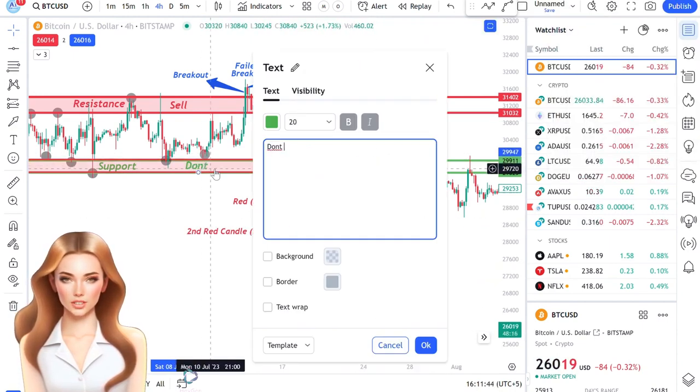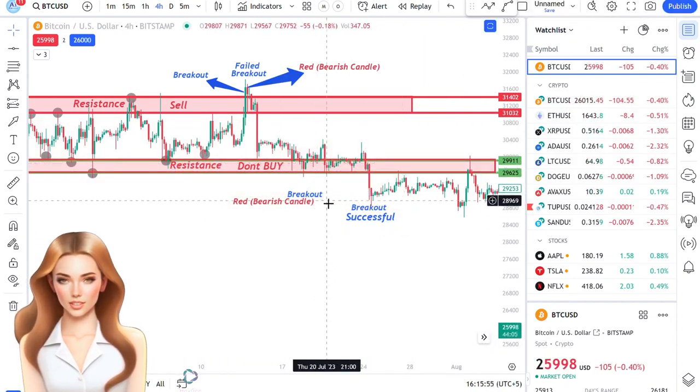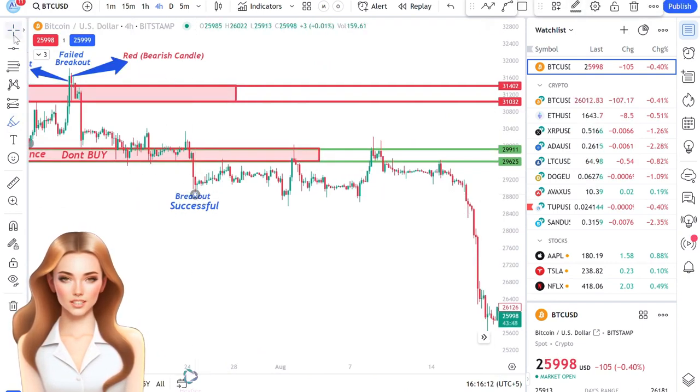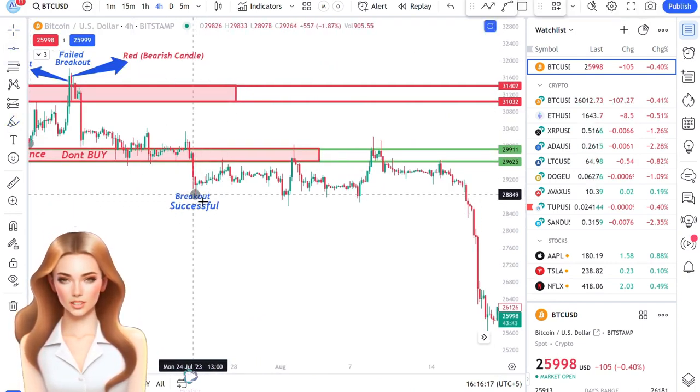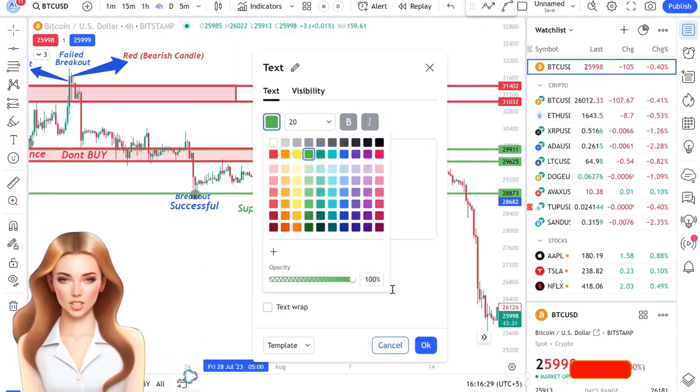And now the support level has changed into the resistance level. So now we need to find a new support level. You can find it with the same strategy. You see that after the breakout, price falls to a specific point and bounces back to resistance. The point from where price bounced back, we can consider as a new support.